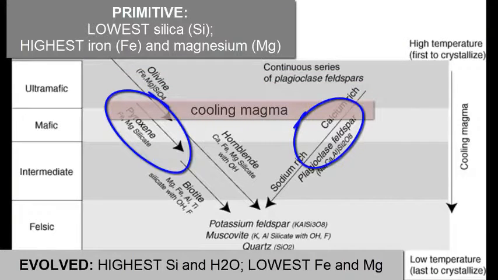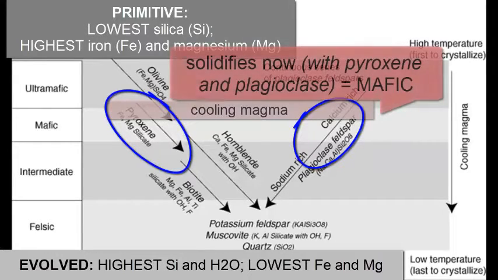Plagioclase feldspar would continue to precipitate as well, and perhaps a little more olivine. But basically olivine is on the way out, and pyroxene starts to dominate. Plagioclase continues to precipitate abundantly, but gradually changes its composition from calcium-rich to sodium-rich. If a magma of this composition erupted at this point, its composition would be mafic.